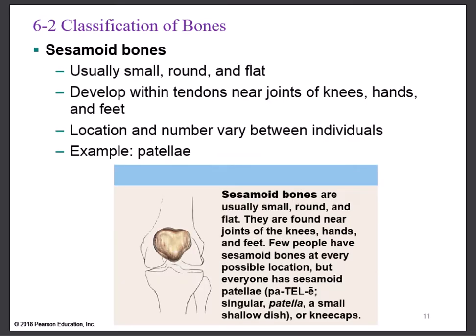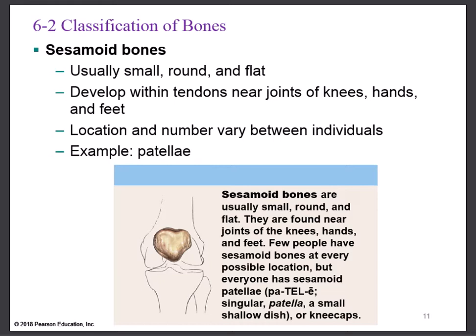Finally, the last one is known as a sesamoid bone. These are interesting. These are bones that develop within tendons near joints, right? We find them around the knee, the hands, and the feet. They're typically small, round bones. They're a bit flat, but they're going to be found in the tendons, and their location is variable.